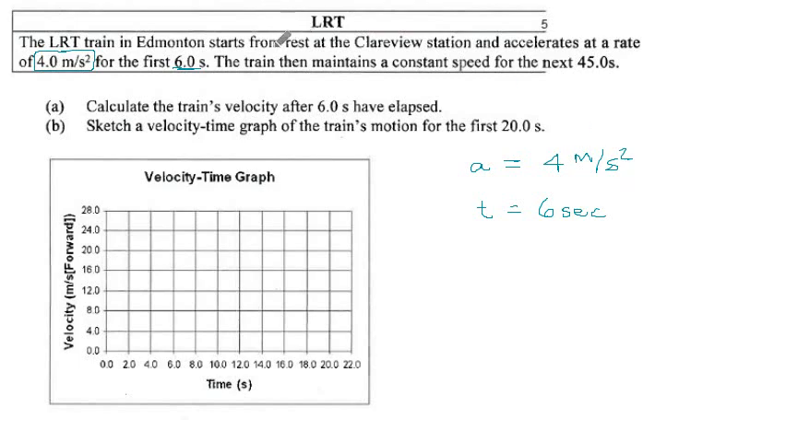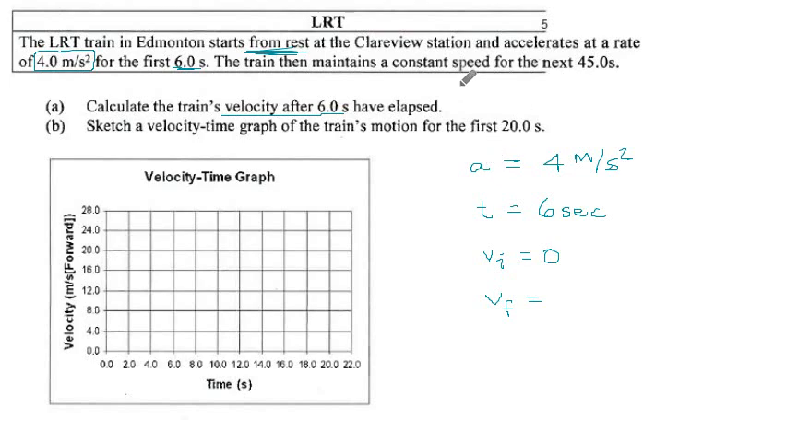And they tell us one other thing. They say the train started from rest, which means its initial velocity was 0. And they want to know how fast is it going at 6 seconds, which is to say, what is its final velocity? What velocity does it end up at after those 6 seconds have gone by? So we need a formula that can do all that stuff.